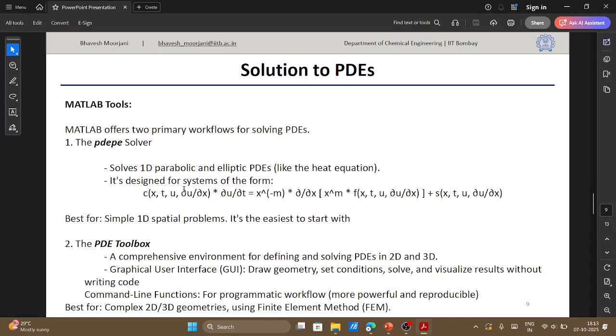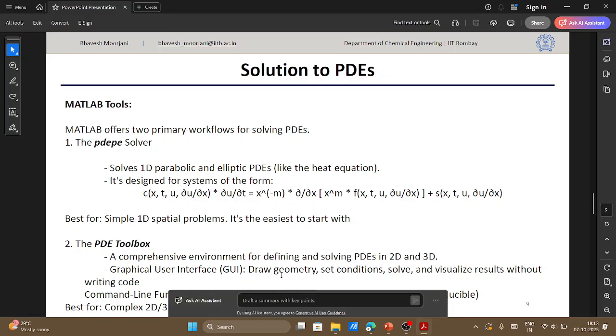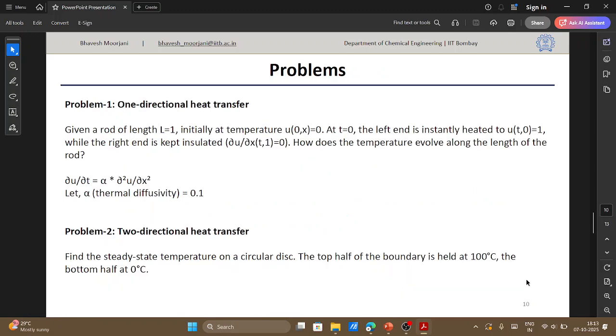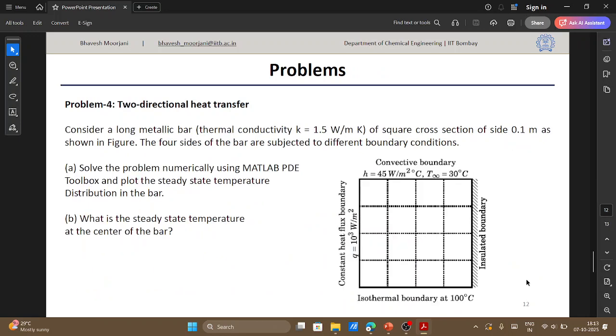For MATLAB we had the pdepe solver, which is used for one-dimensional parabolic equations. If you have other 2D problems, then you can use the PDE tool, which has both a GUI based interface as well as a command line interface. And then we solved some of the problems.